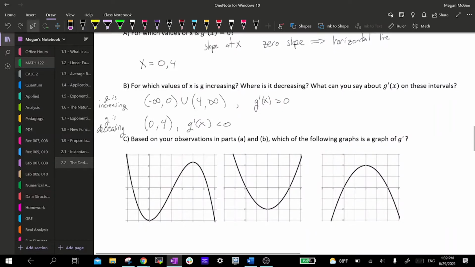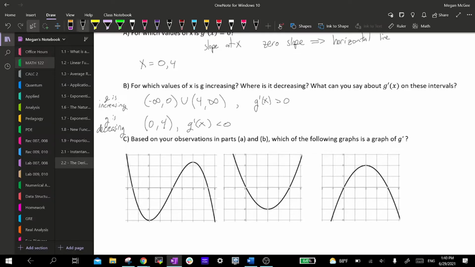All right, so based on all of these observations, which of the following graphs is the graph of the derivative g prime? All right, so when a function is positive, don't think about it being the derivative anymore, just think about it being its own function. When a function is positive, what does that mean about its location on the graph? Now remember, positive and increasing don't necessarily mean the same thing. We discussed this when we were talking about graphs towards the beginning of chapter 1.